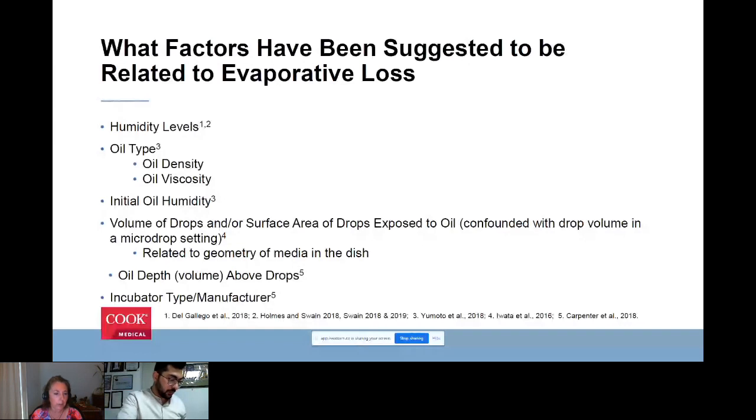Then you have the oil depth or volume above the drops. This also depends on how much volume of oil you're putting in the dish relative to the size of the drops. And finally, you have to consider the incubator type and manufacturer. This may also have an effect. For instance, it could depend on whether you have a continuous or a non-continuous gas flow. So we're going to try and have a look at all those factors.